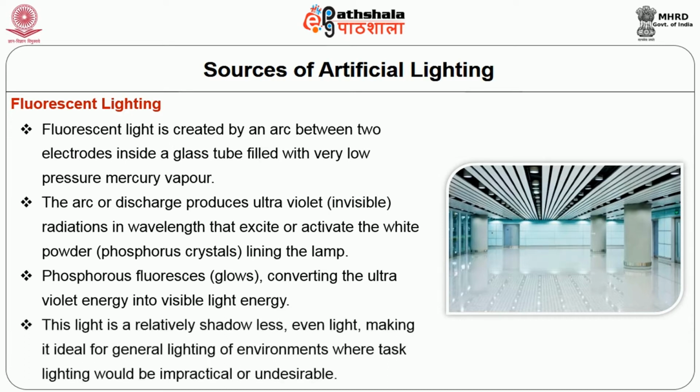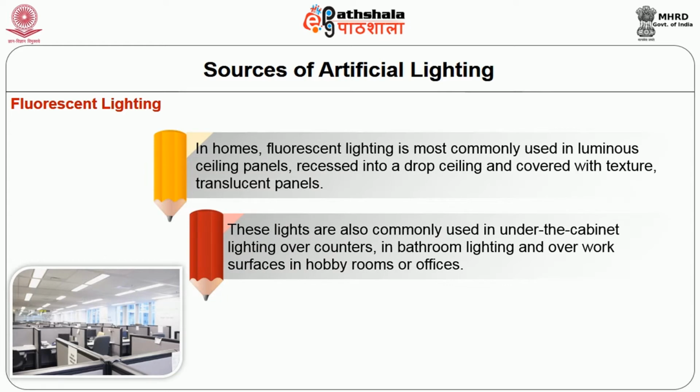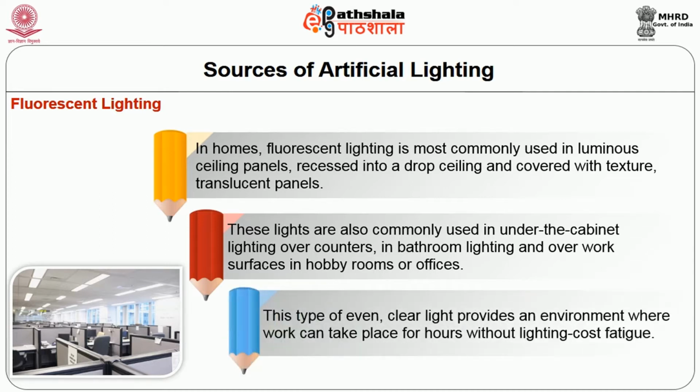This light is relatively shadowless, even light, making it ideal for general lighting of environments where task lighting would be impractical or undesirable. In homes, fluorescent lighting is most commonly used in luminous ceiling panels recessed into a drop ceiling and covered with textured translucent panels. These lights are also commonly used in under-the-cabinet lighting over counters, in bathroom lighting and over work surfaces in hobby rooms or offices. This type of even, clear light provides an environment where work can take place for hours without lighting causing fatigue.